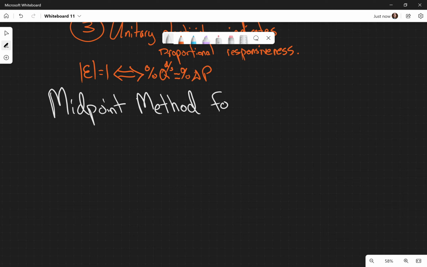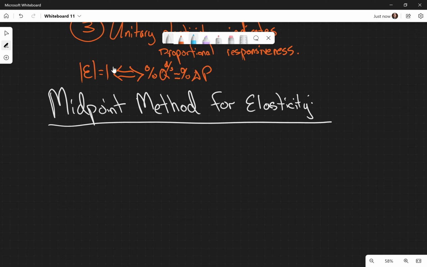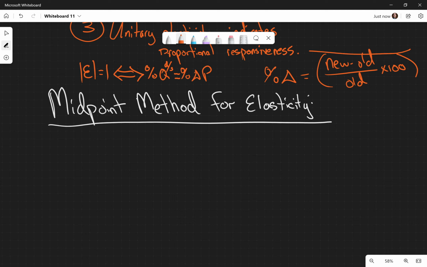So when we did percentage changes growing up in middle school and high school, and even just in everyday life, for the most part, we were doing new minus old over old times 100, right? This was our typical percentage change formula that we learned. This is no longer going to serve us well in economics.